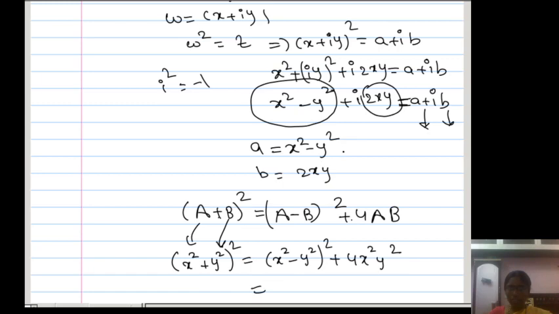What is x square minus y square? a. I have replaced it by this, a square. What is (2xy) whole square? I have written nothing but b square. b is equal to 2xy, no? (2xy) whole square is 4 x square y square. Replaced in terms of a and b, I am converting. Now finally I got like this. So (x square plus y square) whole square is equivalent to a square plus b square.